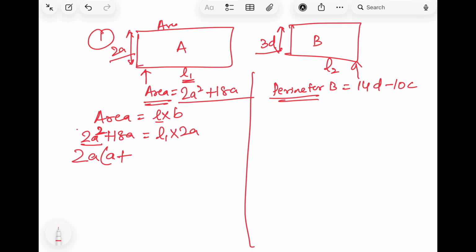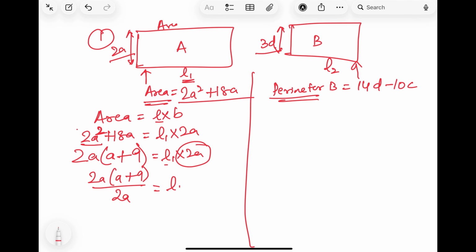Now here what is left? 2 9s are, and a is already common, so we don't write a again. And L1 into 2a. Now I want to find the value of L1, so I'll have to shift this 2a. This is in multiplication, so it will come in division. So 2a(a plus 9) upon 2a is equals to L1. 2a and 2a will get cancelled, right? It is in division. So what is length? A plus 9. So L1 is a plus 9. Okay, so we are done finding L1.